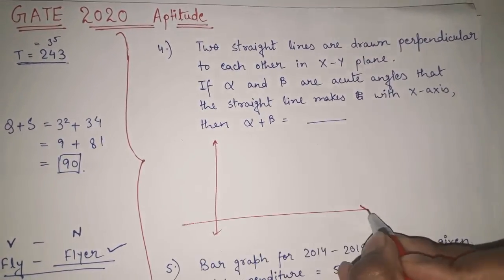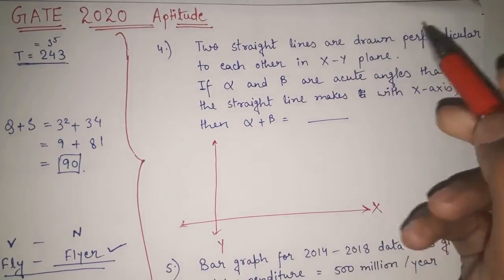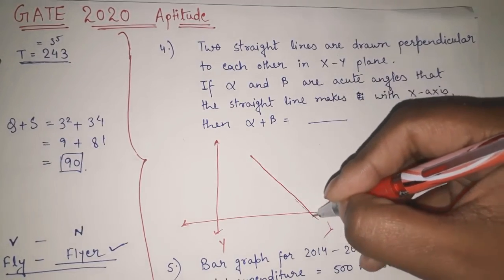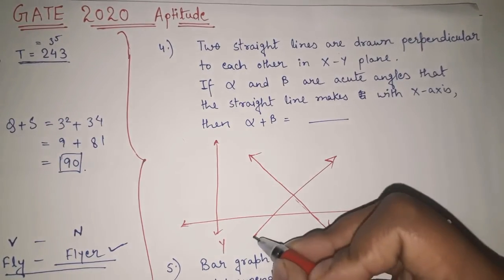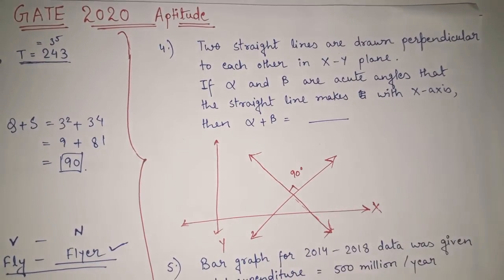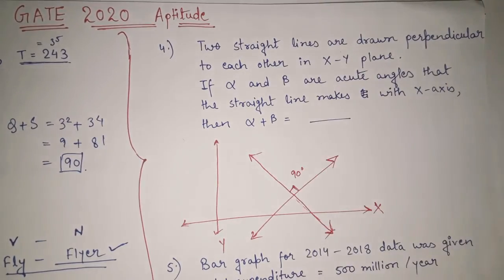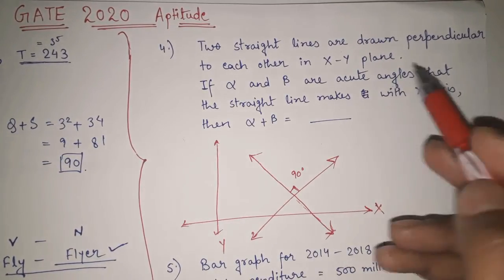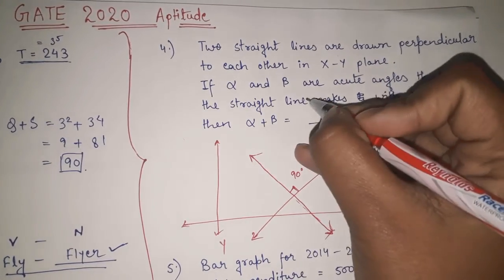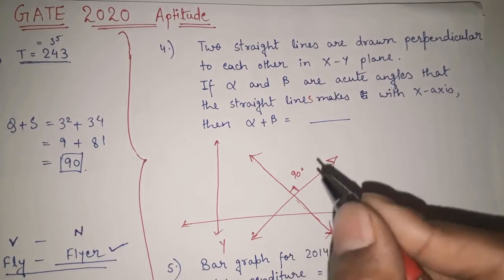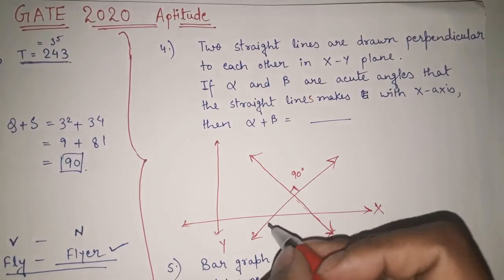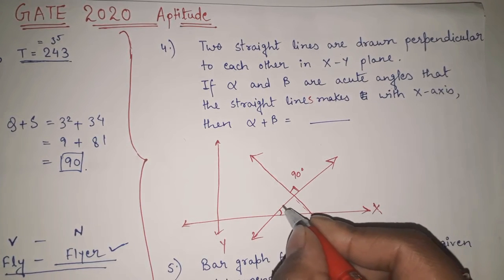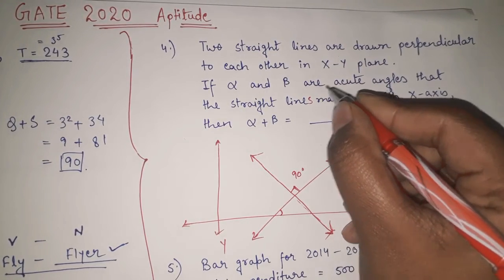So one xy plane we have to draw. So we have drawn one xy plane. Fine. Then what they are telling, two straight lines are drawn perpendicular to each other. So here let me draw two straight lines, and they are perpendicular to each other. Perpendicular to each other means here we have 90 degrees. Fine. Now alpha and beta are the acute angles that the straight lines make with the x-axis. These two straight lines are making the angles alpha and beta, and again here is a trick: these lines are making an angle with the x-axis. So you may consider this angle, or you may consider this outside angle also, but they have told that they are making acute angles.